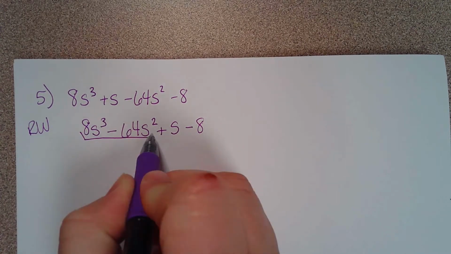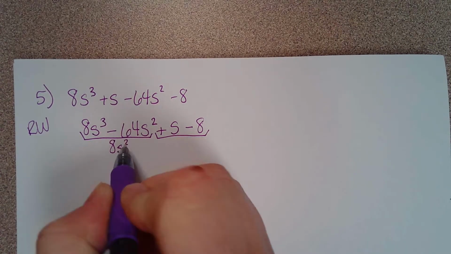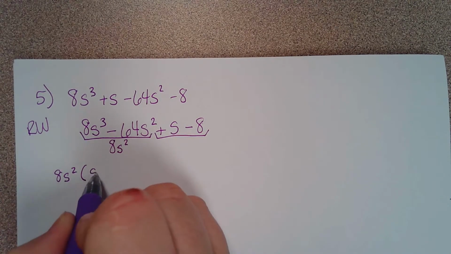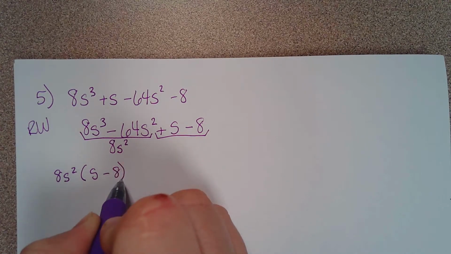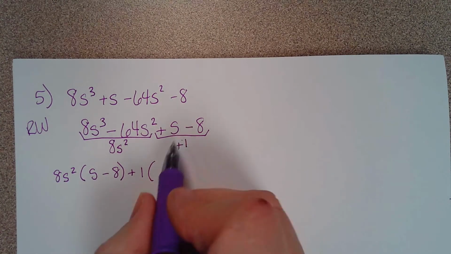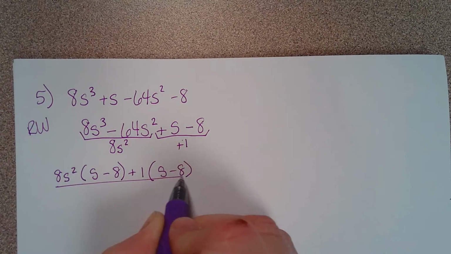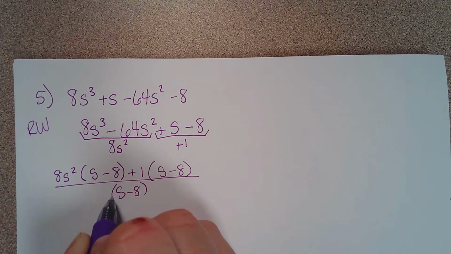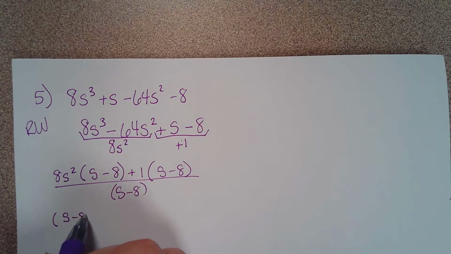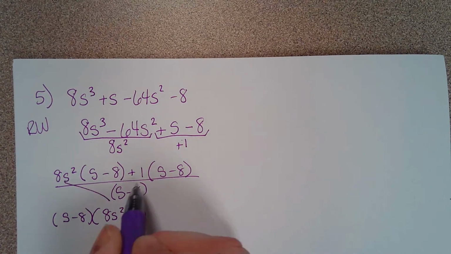So if I do it this way, we can pull out an 8s squared. And when we divide that, I get s minus 8. And over here, it only has a positive 1 in common, so plus 1. So this gives me s minus 8 again. The two groupings match, so s minus 8 is what you're going to factor out, which in the end is s minus 8 and 8s squared plus 1. And that's because I get it from those.